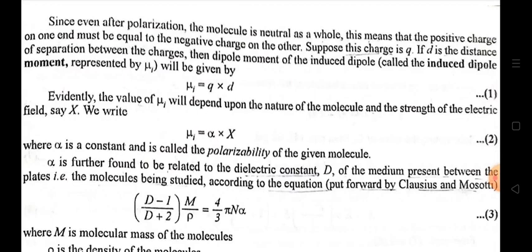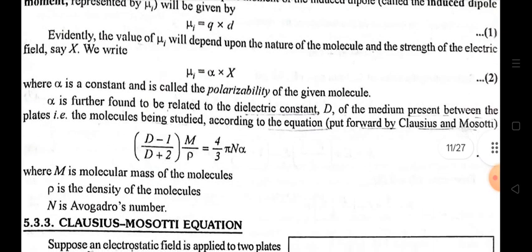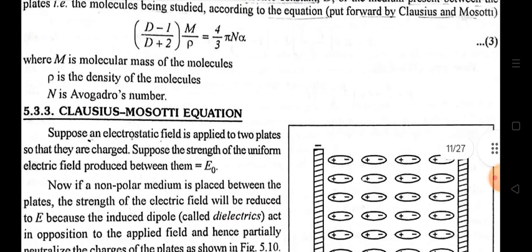Alpha is related to the dielectric constant of the molecule being studied according to the equation put forward by Clausius and Mossotti: (D − 1)/(D + 2) × M/rho = (4/3) pi N alpha, equation 3, where M is the molecular mass of the molecule, rho is the density of the molecule, and N is Avogadro's number. This is the Clausius-Mossotti equation.